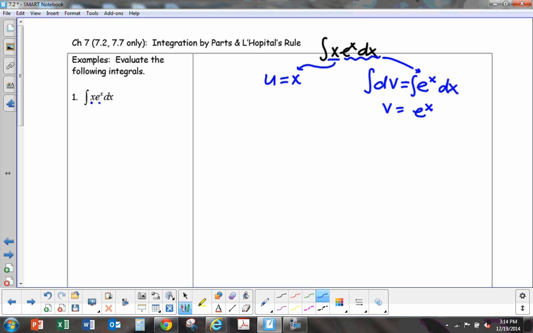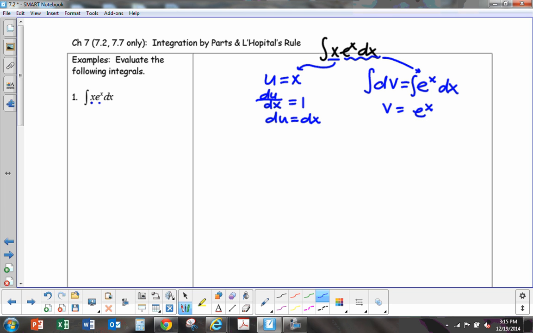I talked to you about that on the very first page. I want to differentiate what I have for u, but I want to do it just in the same sense that I do for u sub. So for this first example, I'll write it out the long way. du dx is equal to 1, so that means du is equal to dx. But eventually, you'll be able to just go straight to u equals x, so du equals dx.